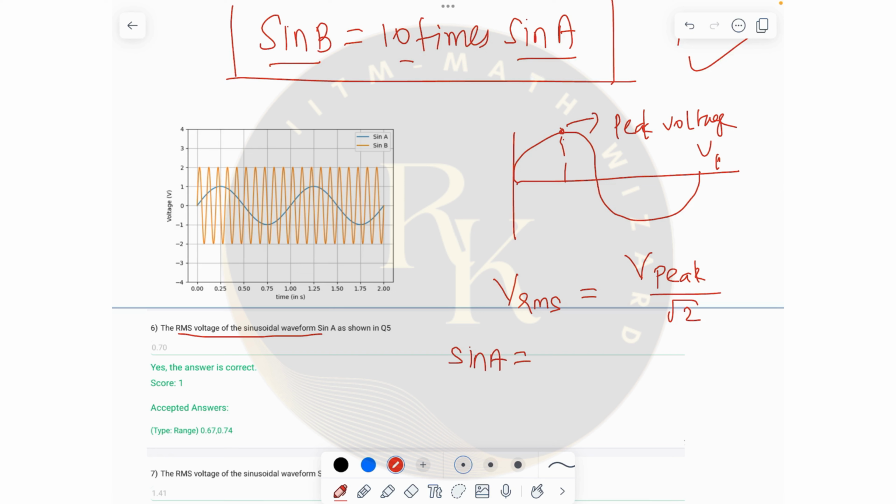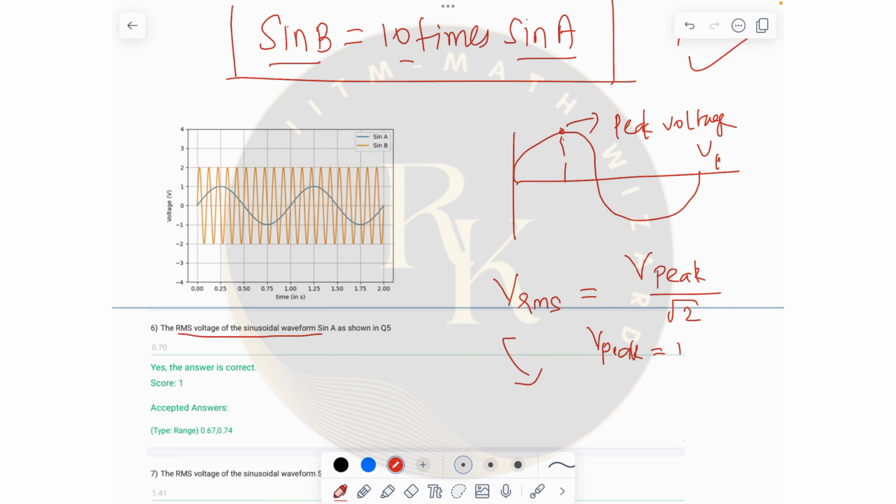For sin A, we already know it is 1 cycle per second, but that is not the peak value. If you look at this very carefully, the blue line is the sin A line. At the midpoint of the crest, the highest point, it comes as 1 volt, and similarly here also the peak voltage is 1 volt. Therefore V peak is equal to 1.